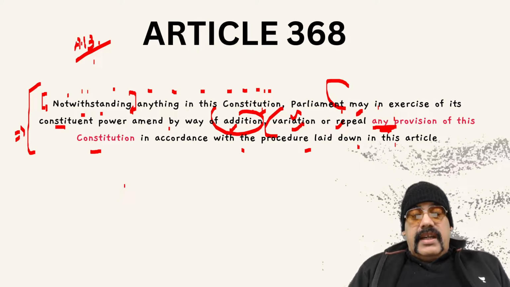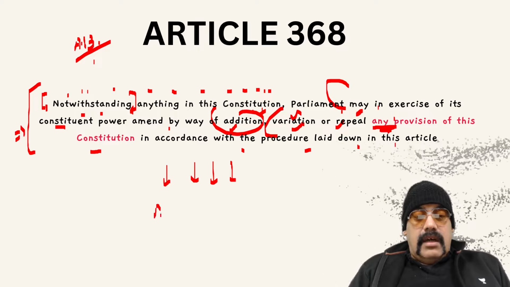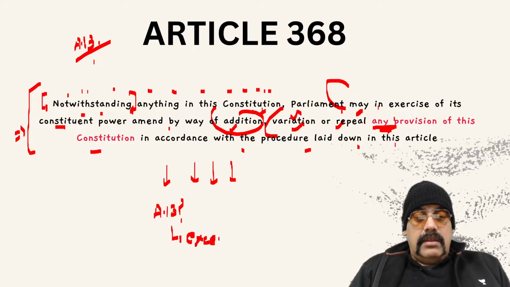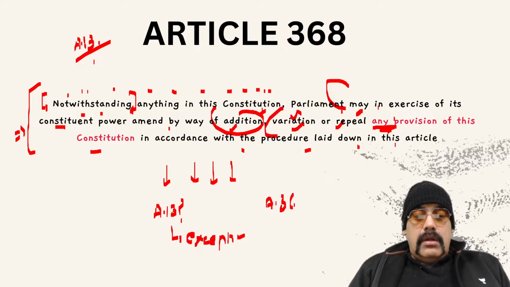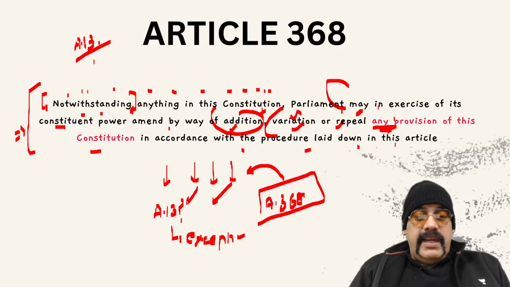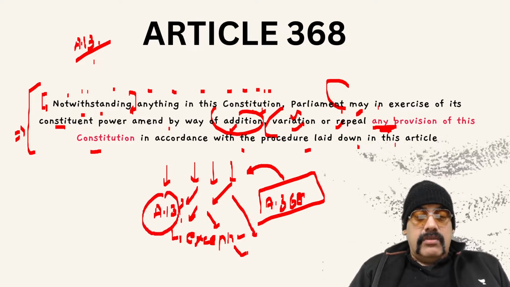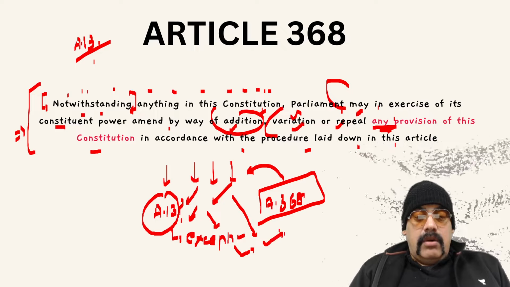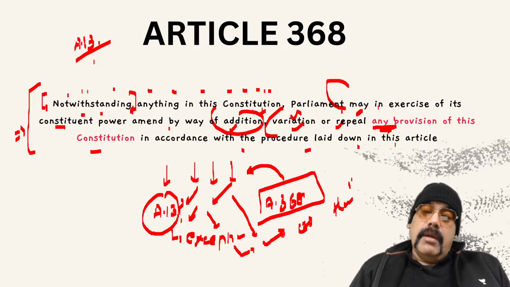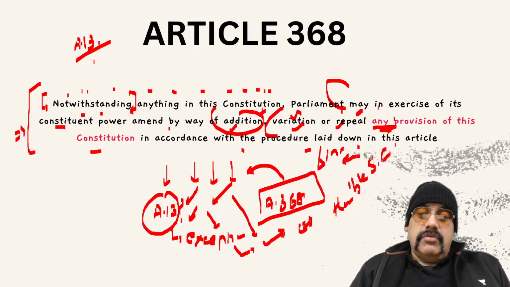Now, the question that lies in front of us and that needs to be addressed is that Article 13, is it an exception to Article 368, or is Article 368 the all-powerful article which can actually amend every provision of the Constitution, including Article 13? This is a pertinent question that requires an answer, and this answer can be brought only by the Honorable Supreme Court. Why? Because the Honorable Supreme Court is the final interpreter of the Constitution of India.